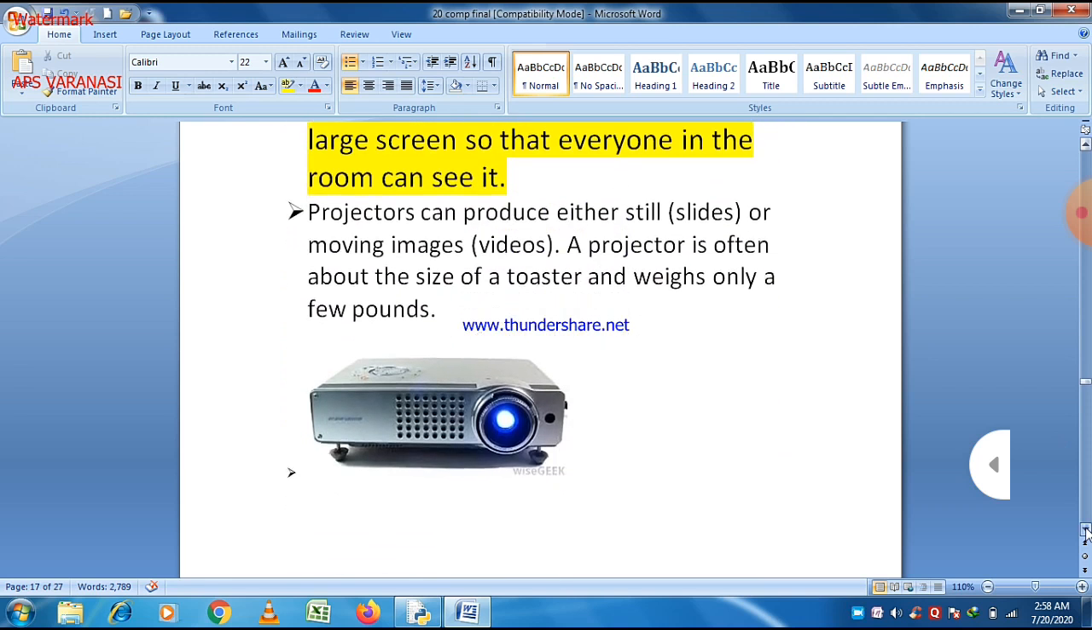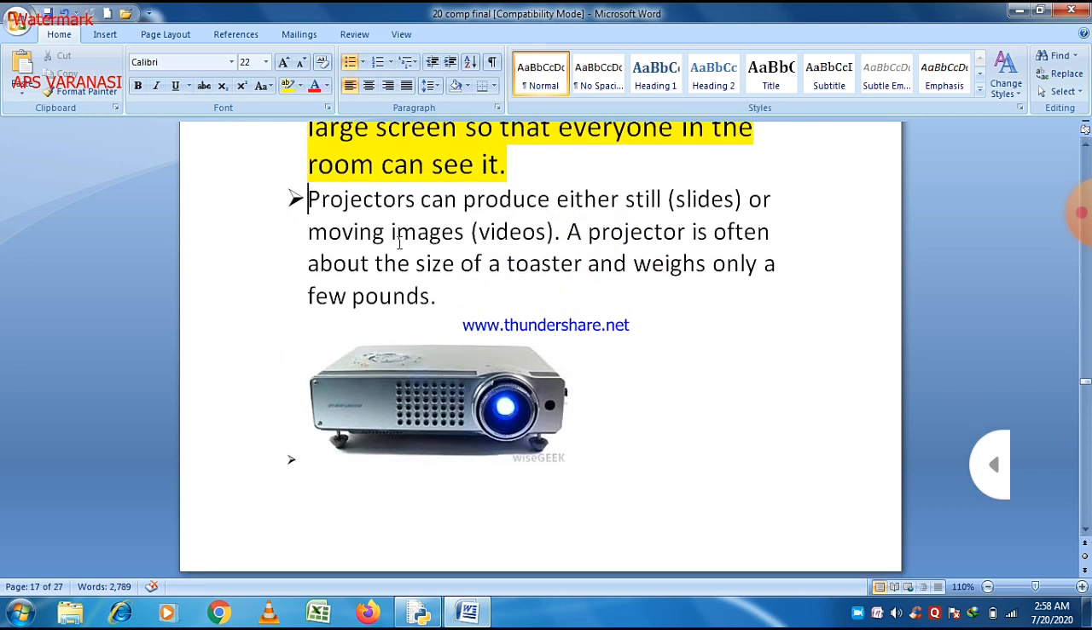Next, this is the diagram. This is an image of a projector. You can see it here. A projector can produce either still slides or moving images. They can produce still slides such as a PPT and moving images such as a video or movie. A projector is often about the size of a toaster and weighs only a few pounds. Here you can see the image of a projector.